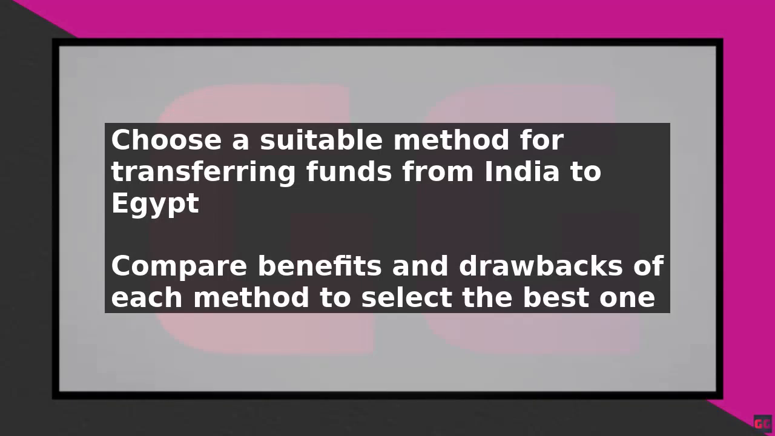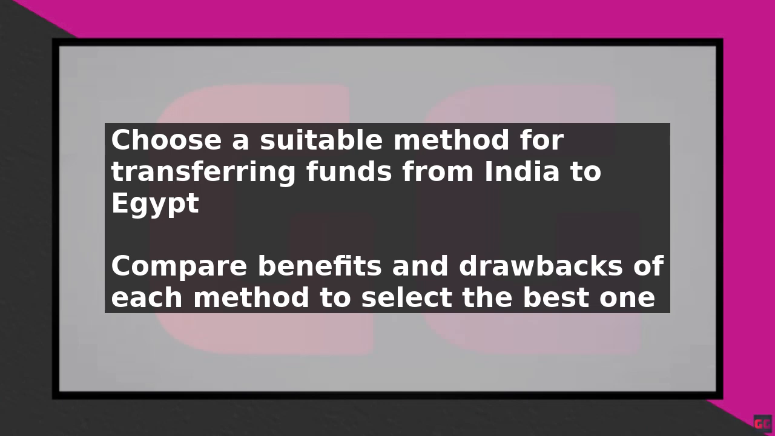To send money from India to Egypt, you will need to follow a series of steps. First, you need to choose a suitable method for transferring funds. The most common methods include using a bank, a money transfer service, or an online remittance platform. Each method has its own set of benefits and drawbacks, so it is essential to compare them and select the one that best suits your needs.